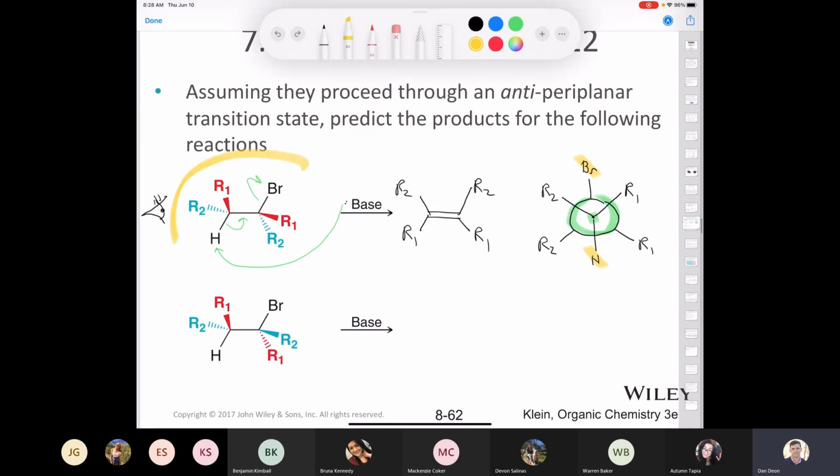You can just draw it like this, so that you can see all the dashes and wedges. Make sure that everything that is going to be eliminated, the hydrogen and the bromine, are anti-periplanar or coplanar. And there you go. Give me a thumbs up if you follow me on that one. Everybody, this is a really important question. I'm definitely going to ask it on your next quiz, something like it.